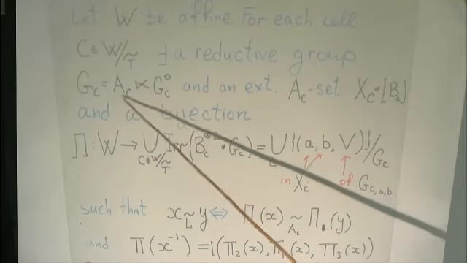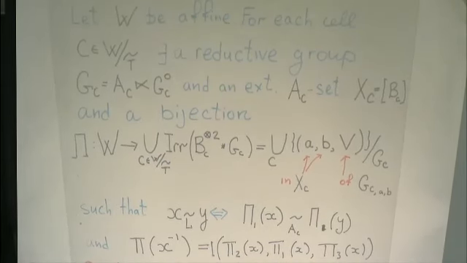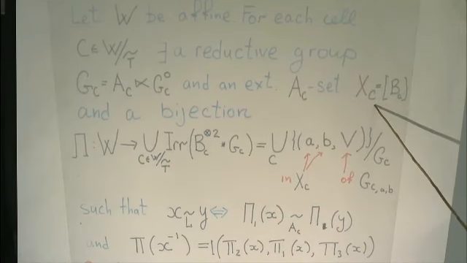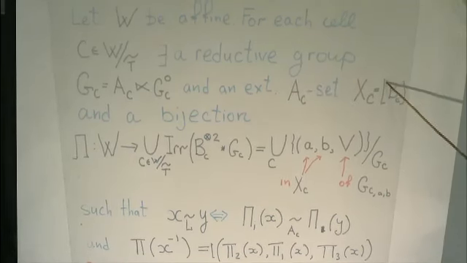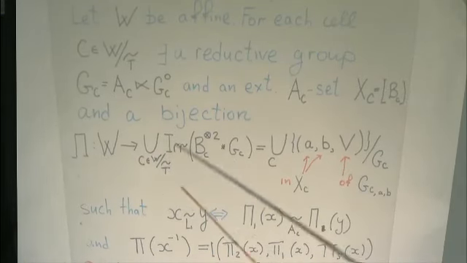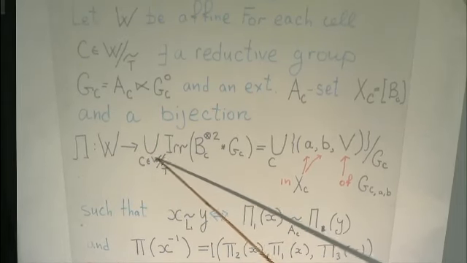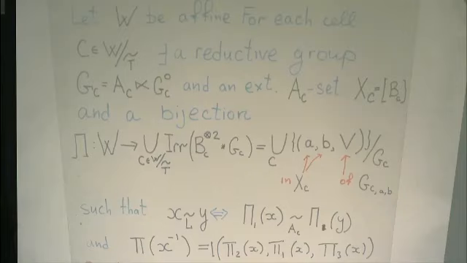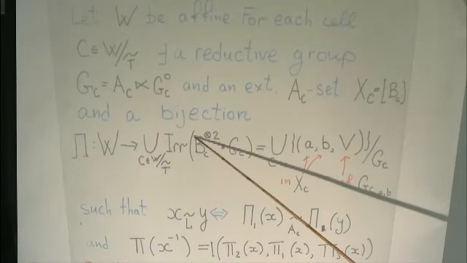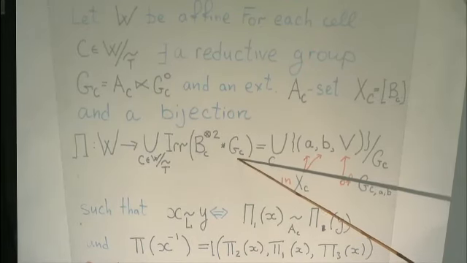So this is a connected reductive group. This is a finite group. It's a semi-direct product. And an extended finite set, let me call it XC, and it's a Morita equivalence class of an algebra BC, and the bijection. So on one hand, the bijection goes between W, and on the other hand, it's a union of all cells of irreducible representations. Well, I have to say maybe a couple of words about what that is.